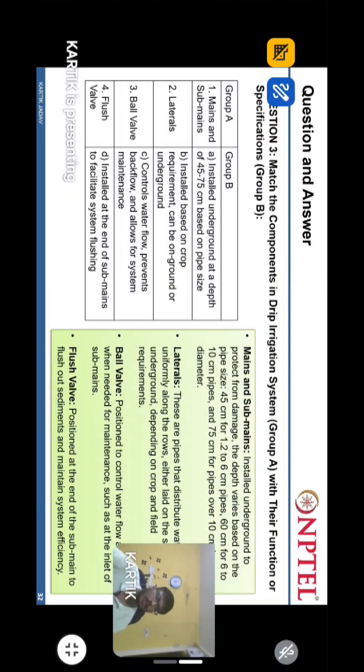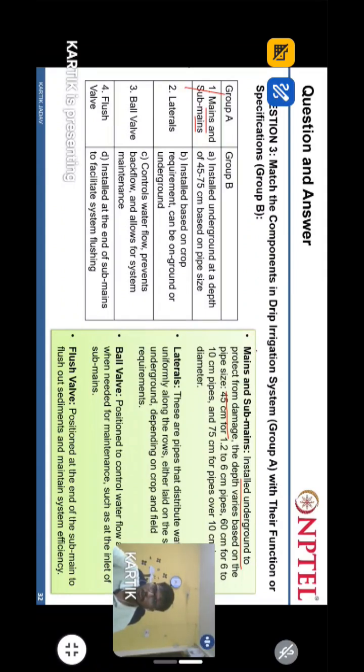Question number 3. Match the components of drip irrigation system that are given in group A with their function specifications. So option 1 that is given as main and submain line. Right. So we know that main and submain lines are installed underground to protect from damage by farm equipment like tractors or any machines that we are using during crop cultivation.